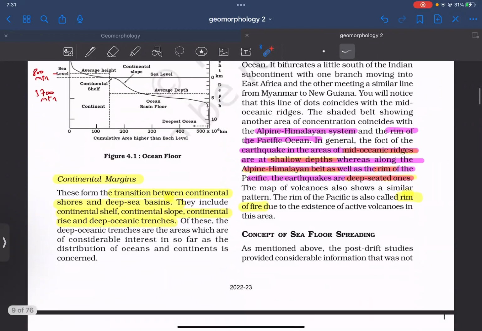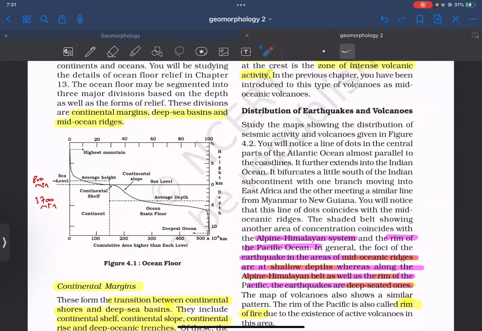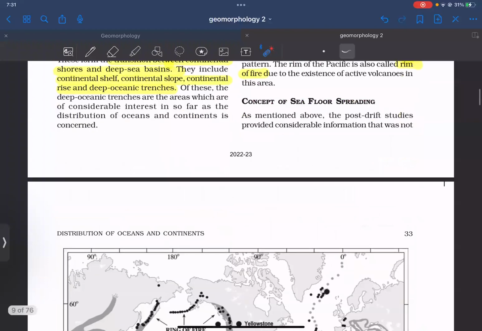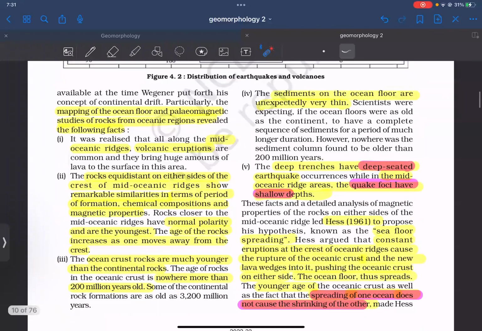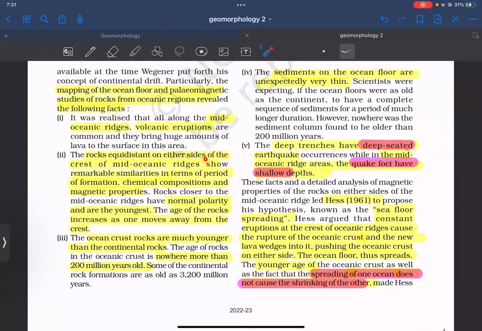All right. Distribution of earthquakes and volcanoes, we'll look at it in a while. So ultimately, there were a few discoveries after World War II. First of all, at the ocean surface, we have various landforms. Volcanic eruption is taking place along the mid-oceanic ridges. Then, if mid-oceanic ridges are formed, what did we find?